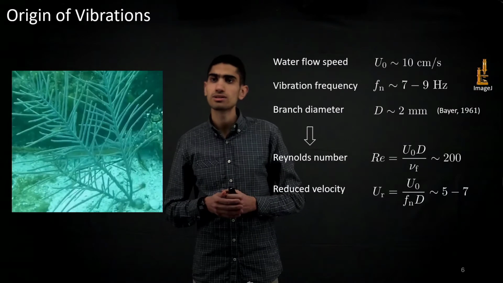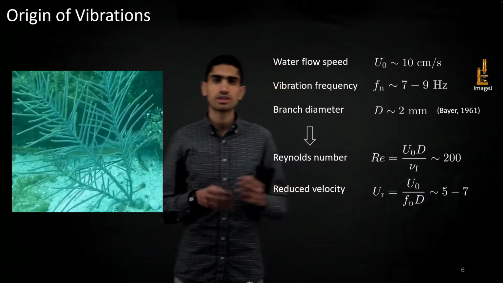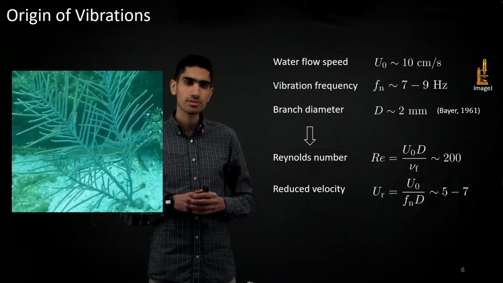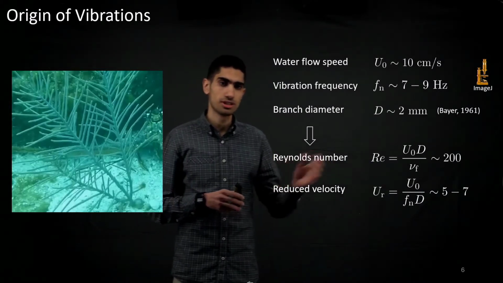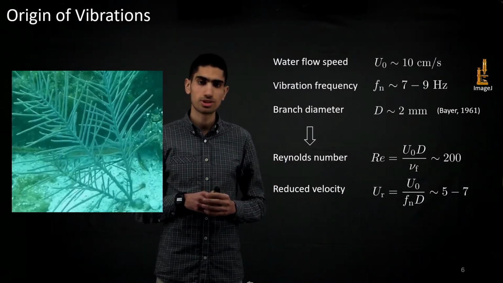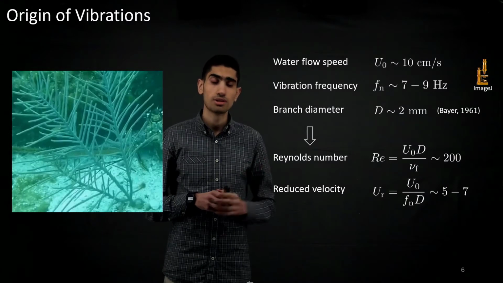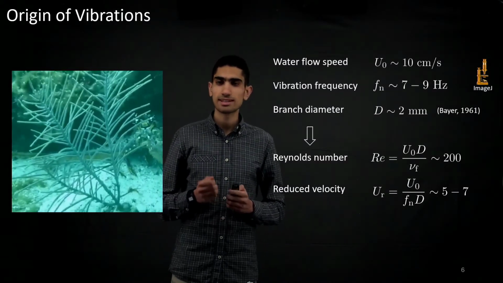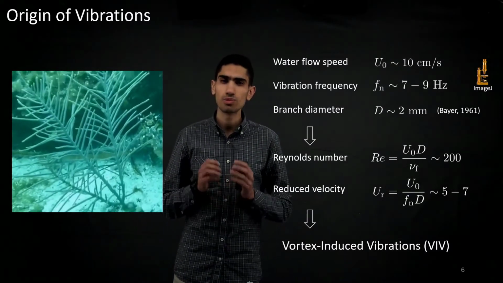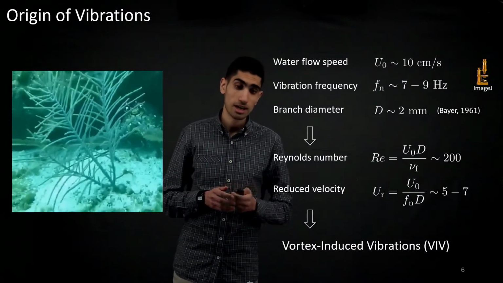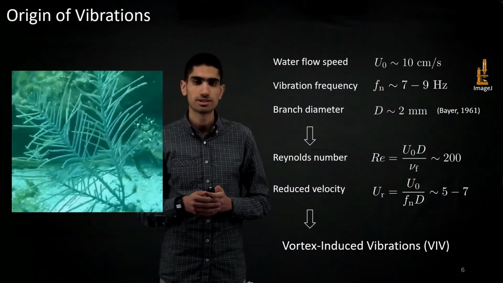Regarding the origin of these vibrations, we proceeded like an experiment. We extracted, or more specifically estimated, the most important parameters using ImageJ, and we computed the most relevant numbers, which are the Reynolds number, around 200, and the reduced velocity, around 5. These two values are clues telling us that the vibrations we are seeing here most likely come from vortices downstream of the coral, and we are talking about the vortex-induced vibrations instability.